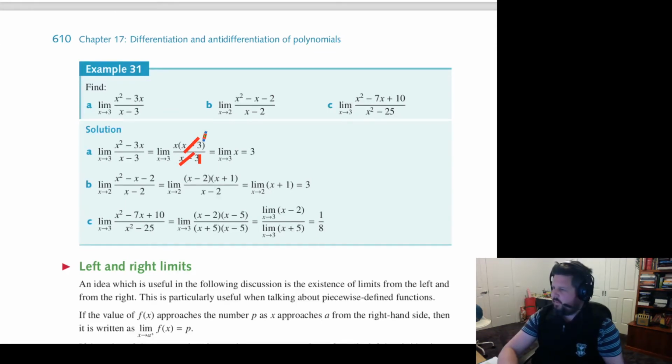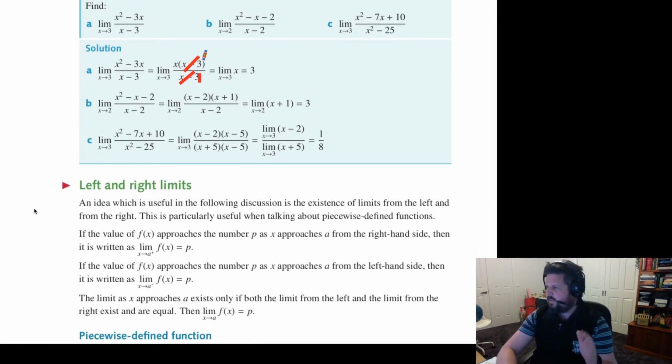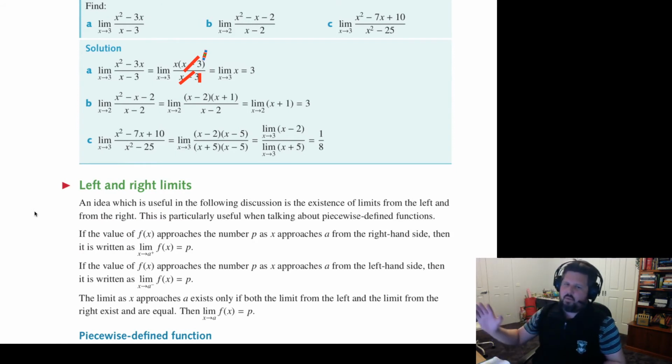Alright, the next part we're looking at is what's known as left and right hand limits. Now you do need to know the difference between your left and right hands for this, so hopefully you've been able to deal with that before. So when we're talking about the left and right hand limits, what you're going to see is whether a limit exists if you're coming in from the left hand side of the function or whether it's coming in from the right hand side of the function.